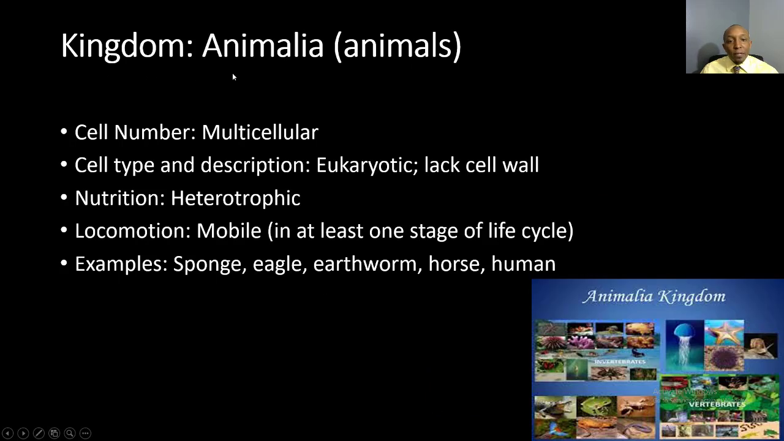And then kingdom Animalia, or animals, which is the kingdom that we're in. The cell number is multicellular. The cell type and description is eukaryotic, and we lack cell walls. Our nutrition is heterotrophic, so that means we have to consume other organisms to get our energy. Our locomotion: we're mobile in at least one stage of our life cycle. Then examples, we have sponge, eagle, earthworm, horse, and human.